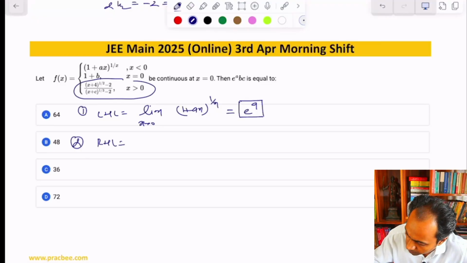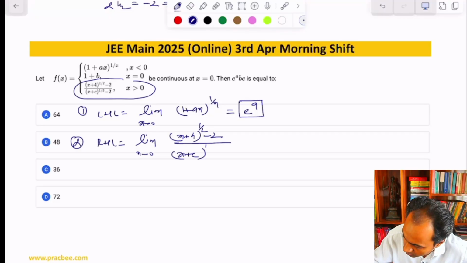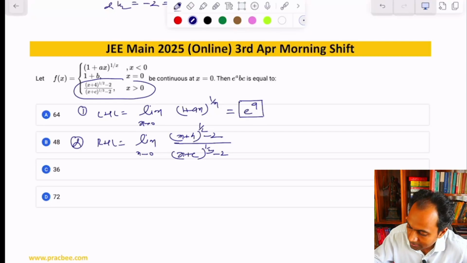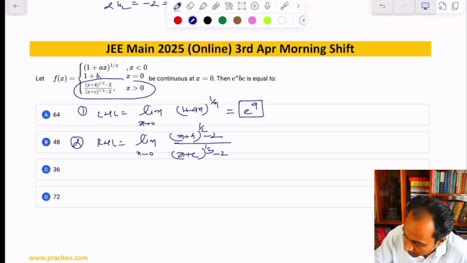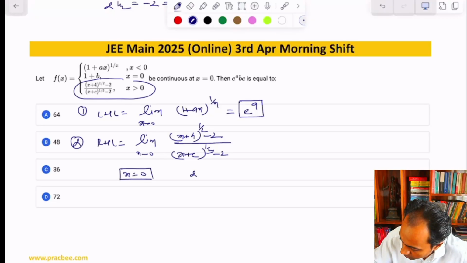Now, if I want to find RHL in the second part, I will use this part of the definition. So again, limit x tends to 0, ((x plus 4) raised to the power 1 by 2 minus 2) by ((x plus c) raised to the power 1 by 3 minus 2). Now here we can see that it is 0 by 0 form. For this to become finite, if I put x as 0, the numerator will become 2 minus 2, that would become 0, and the denominator will become c raised to the power 1 by 3 minus 2.